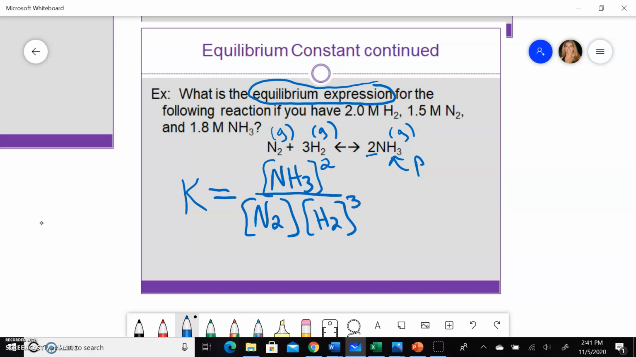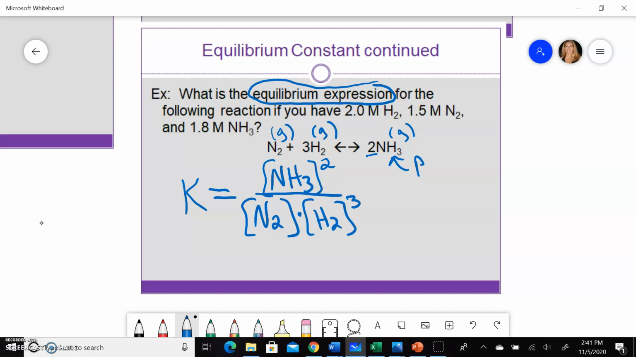Now be careful, when you have two things next to each other, make sure you don't stick a plus sign in there. They're being multiplied under that fraction, they're not being added together. For some reason, some students stick a little plus sign in there, and you shouldn't. And that is the equilibrium expression. So if that was the question, you're done, just set up the fraction.